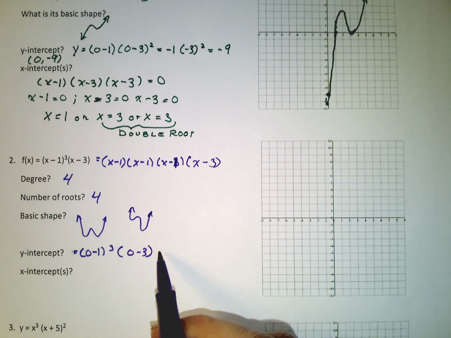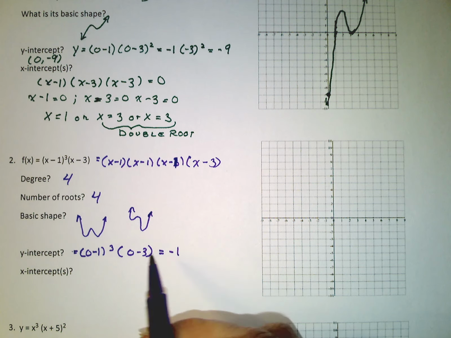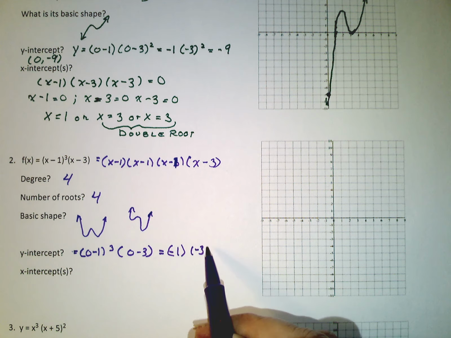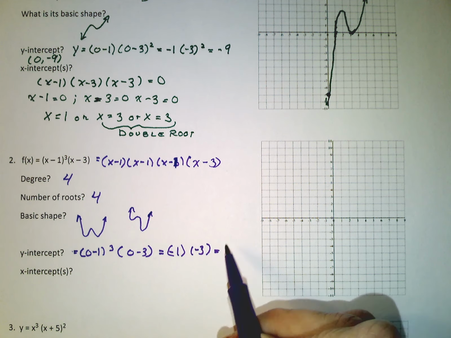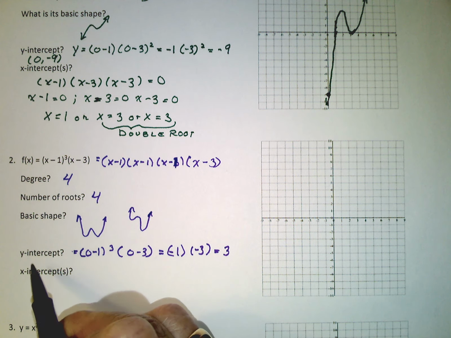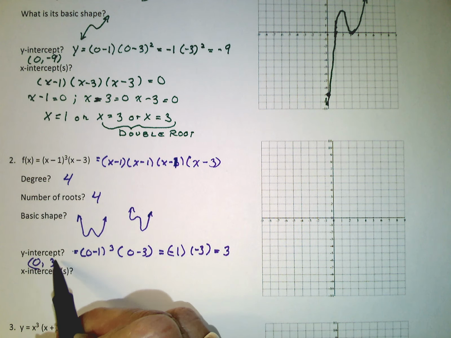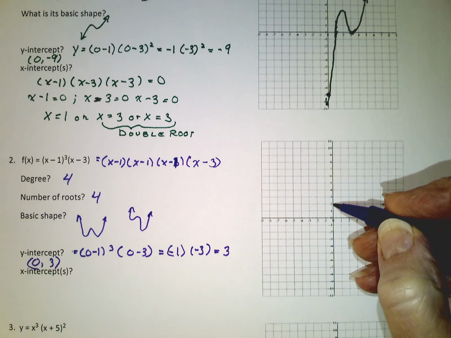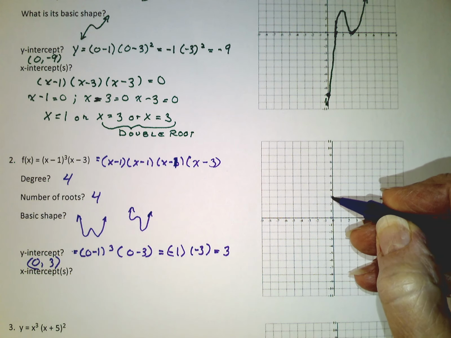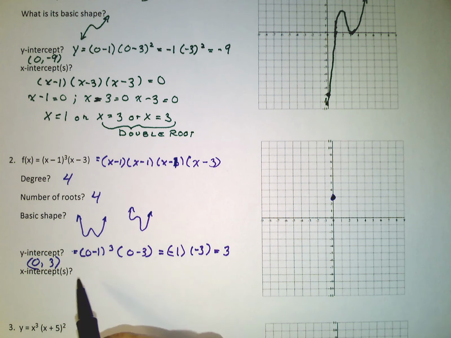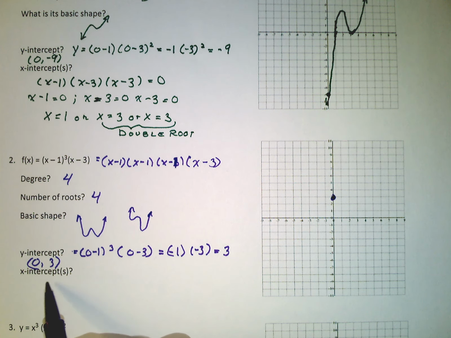Well, negative 1 cubed comes out to be negative 1, and we're going to be multiplying that times a negative 3. So that would tell us that the y-intercept is 3. When x is 0, y is 3. So we got a y-intercept. X-intercepts. Well, they're when y equals 0.